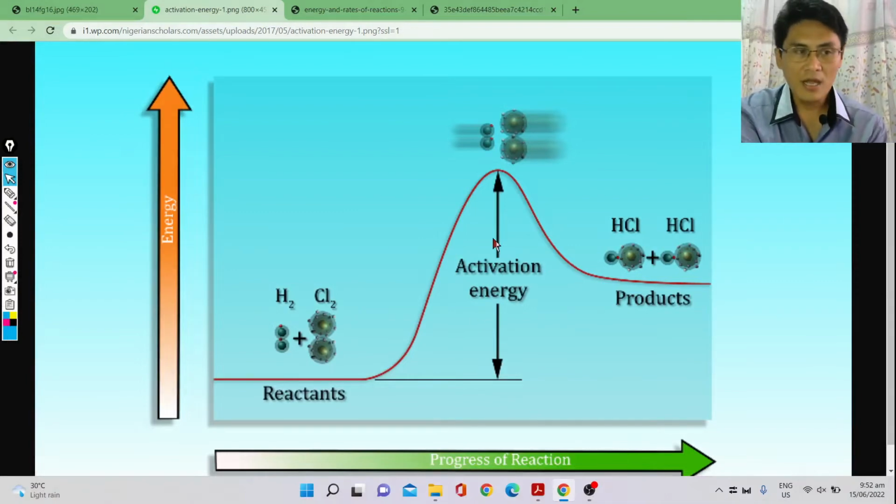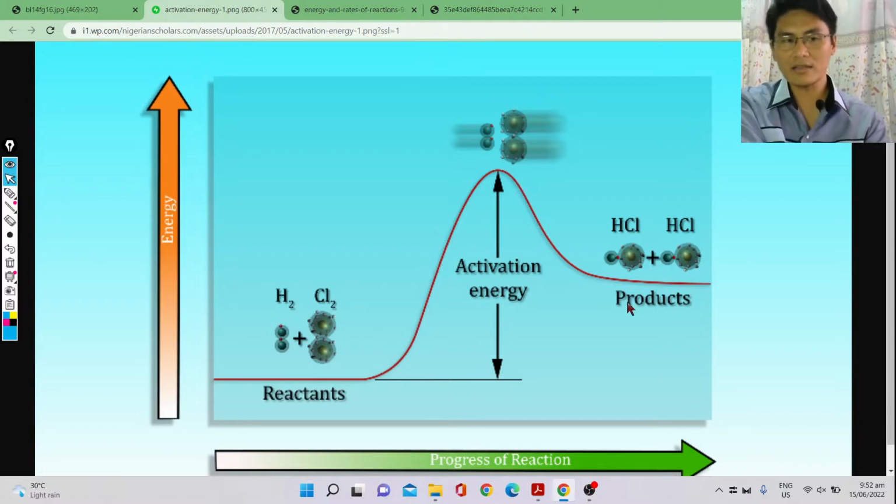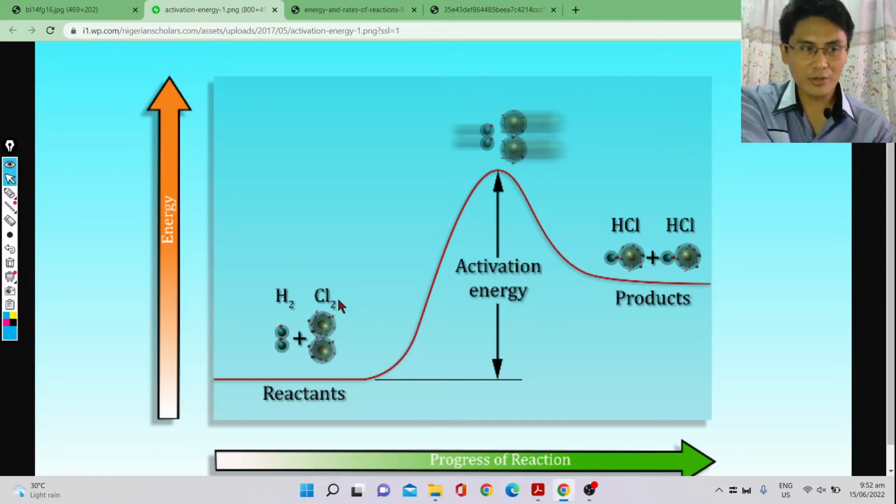So this is how you conceptualize activation energy. Reactants need to have kind of like an initial energy to push them to react and form the products. So in the case of paper and oxygen, you need to supply heat for them to start reacting and form carbon dioxide and water. In the same way, for hydrogen gas and chlorine gas to react and form HCl, you need an activation energy.